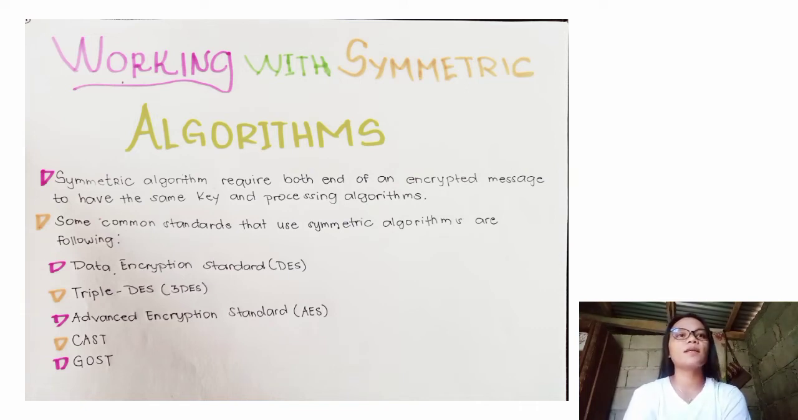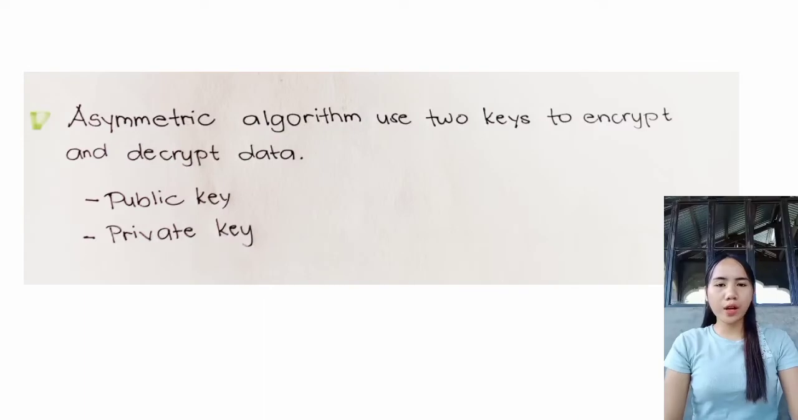Symmetric algorithms require both ends of an encrypted message to have the same key and processing algorithms. Some common standards that use symmetric algorithms are the following: Data Encryption Standard, Triple DES, Advanced Encryption Standard, and CAST, and the last, GOST. With asymmetric algorithms, asymmetric algorithms use two keys to encrypt and decrypt data. First, we have the public key. The second one is the private key. The public key is used for encryption. The private key is for decryption.